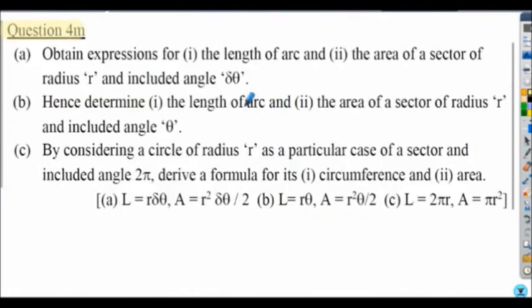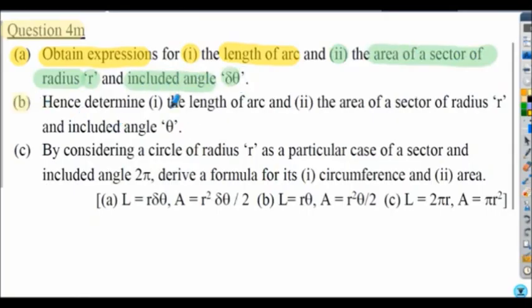Here's question 4m. Part A, we have to obtain expressions for, in item 1 here, the length of an arc, item 2, the area of a sector of radius r, included angle delta theta. Then part B, we have to determine for part 1 the length of the arc, and part 2 the area of a sector of radius r and included angle theta.